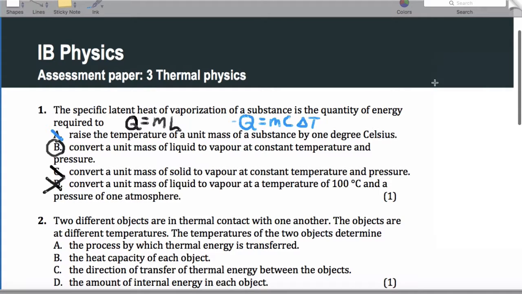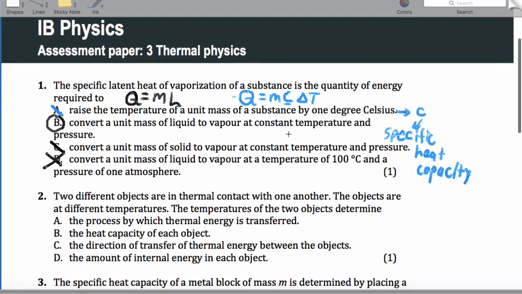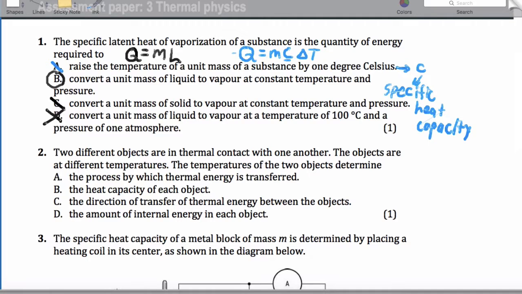Incidentally, A is actually what this letter C is here. I do that badly. So A is actually what this letter C here is, and that actually stands for the specific heat capacity, in case you were wondering. So that's question number one. Let's take a look at question number two.